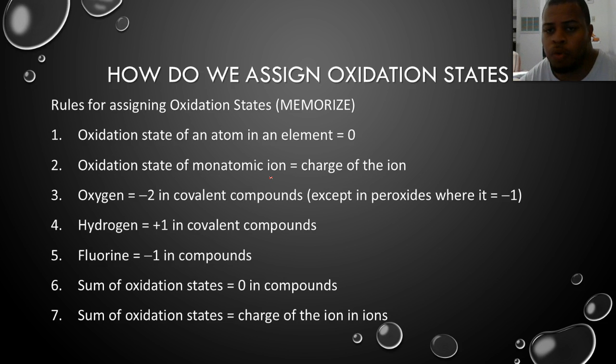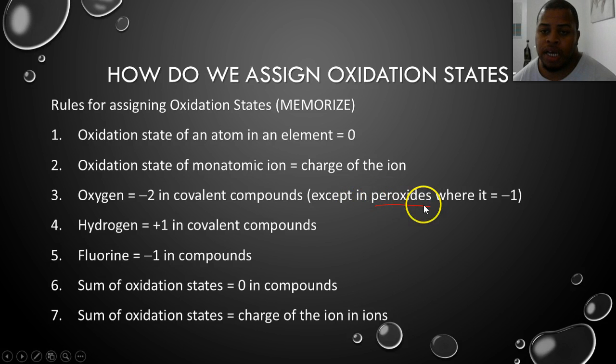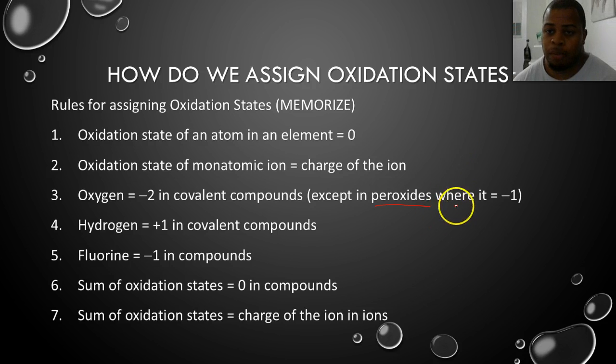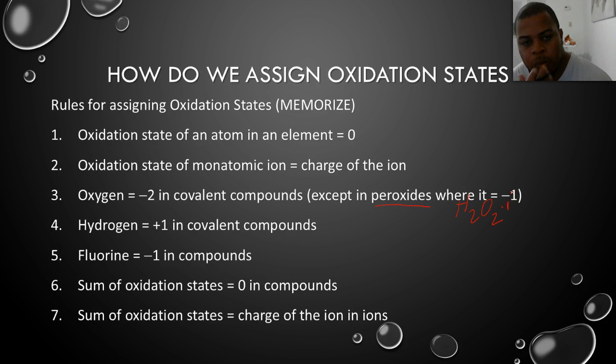Oxygen, when we're dealing with covalent compounds, is going to have a charge of -2, except in peroxides, where you're going to see -1. That's where you're usually going to see a compound, say like hydrogen peroxide, H2O2. This is a peroxide group, and so it actually has a charge or oxidation state of -1. But just keep that in mind.